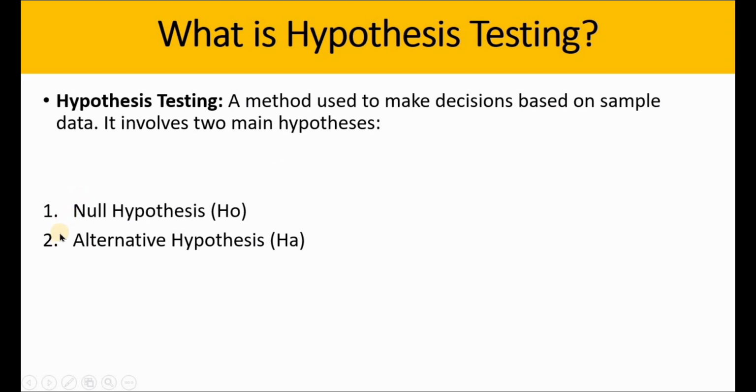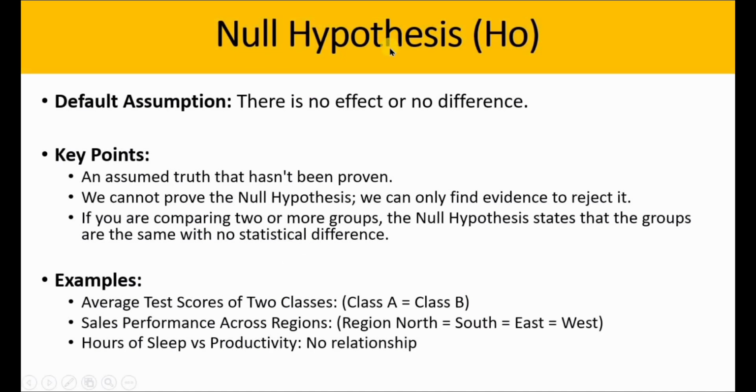Now, there are two main types of hypotheses in hypothesis testing. The null hypothesis, which is also called H0, and the alternate hypothesis, which is also called HA or sometimes H1. Let's discuss the null hypothesis first. The null hypothesis is the idea that nothing new or different is happening. It's like saying everything is just the same as usual. We keep believing this until we find clear proof that something has actually changed.